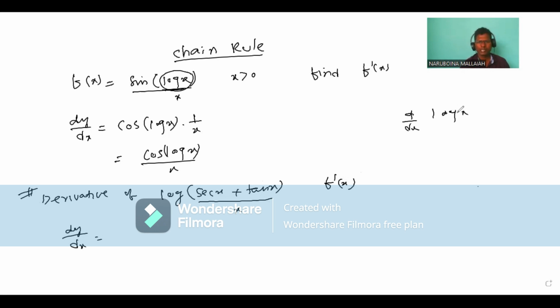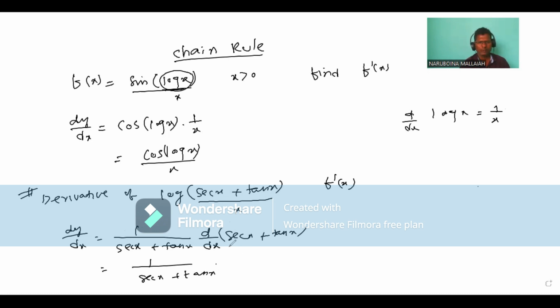Derivative of log x is 1 by x. Now I am writing 1 by x. In the place of x, write secant x plus tan x. This is not really x, so once again we have to differentiate this secant x plus tan x. So I am writing 1 by secant x plus tan x, into derivative of secant x, which is secant x tan x, plus derivative of tan x, which is secant square x.